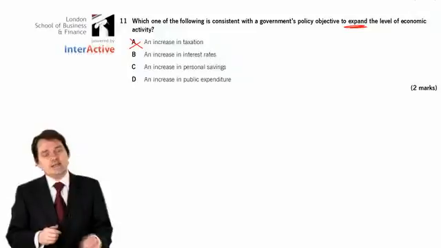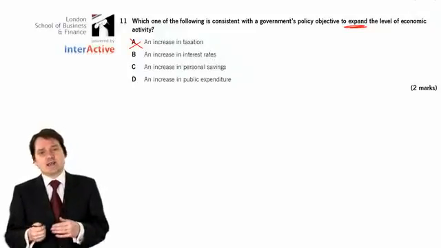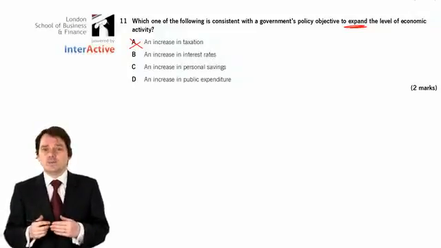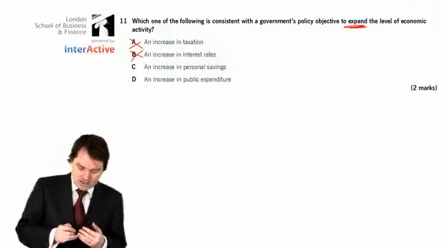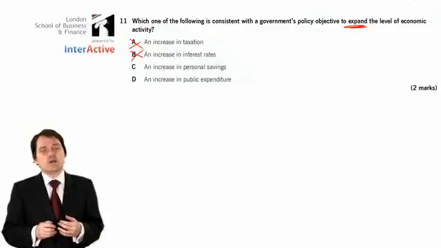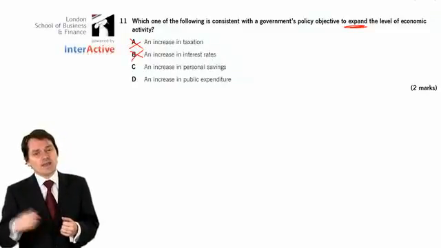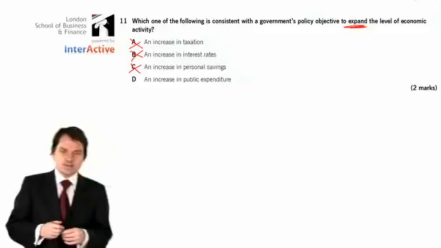An increase in interest rates. Interest rates go up, people have to hand more money over to the bank, they've got less money to spend. So B's got to be wrong. An increase in personal savings. If people save more, they have less to spend. C's got to be wrong.